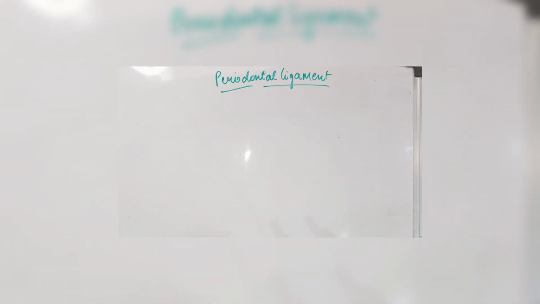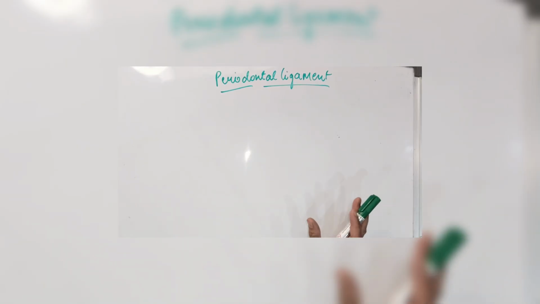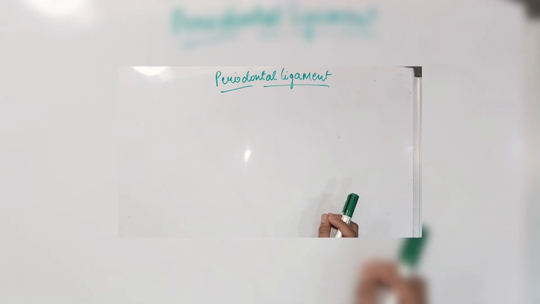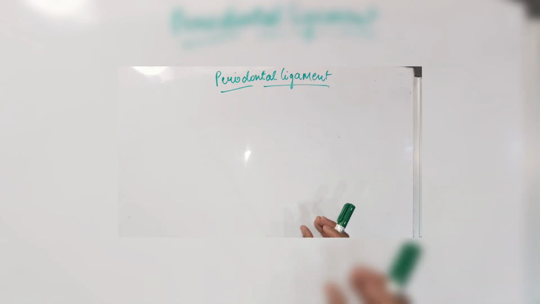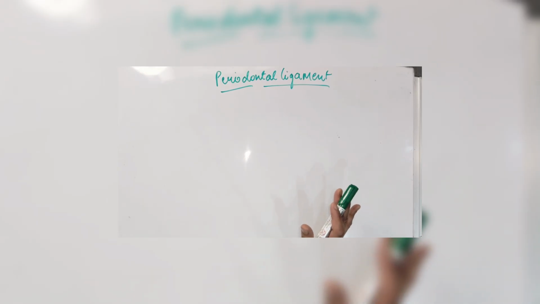Let's start with the periodontal ligament. What is the periodontal ligament? Periodontal ligament is a tooth supporting structure. Tooth supporting structure includes the periodontal ligament, cementum and alveolar bone. Periodontal ligament is mainly the connective tissue structure that surrounds the root and connects it with the bone. The periodontal ligament space has the shape of an hourglass and is the narrowest at the mid-root level.